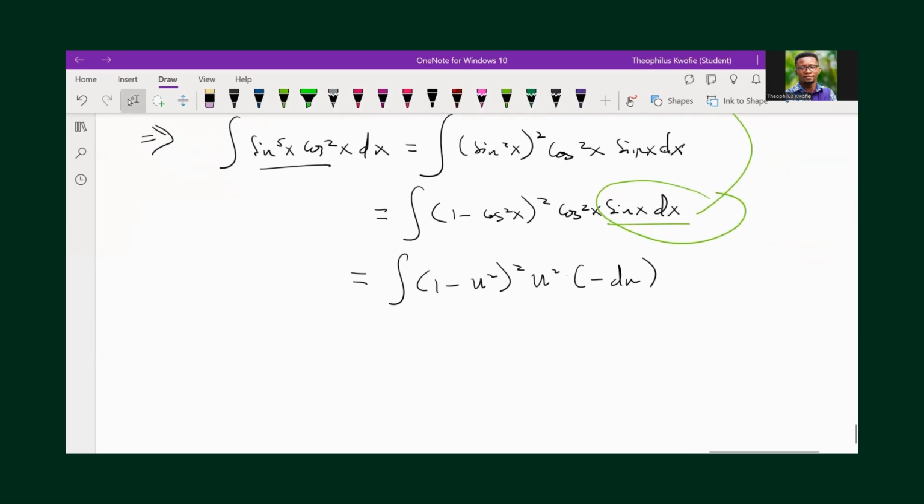Now at this point, all that we need to do is to simplify. By simplifying, we can pull out the negative outside, and by pulling out the negative and simplifying this, you should have u squared minus 2u to the power 4 plus u to the power 6 du. By applying the basic properties of integration, we increase the power by 1 and divide by the increased power, and that should give you the result.